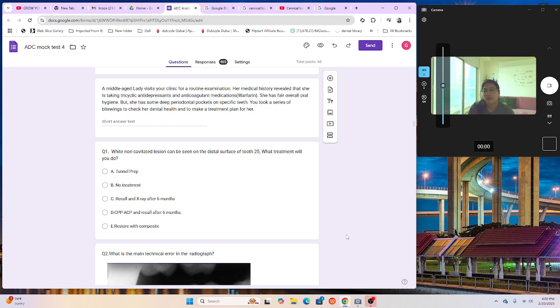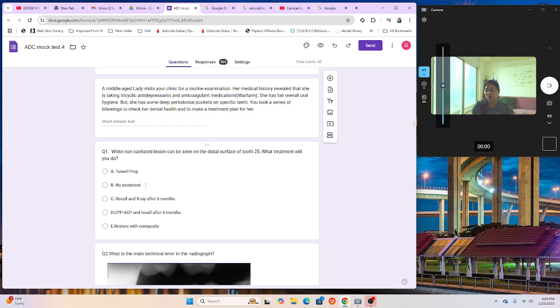Yeah. So when you read a question and you see bite wing, you expect some bite wings. Okay. Now, a white non-cavitated lesion can be seen on the distal surface of tooth 2-5. What treatment will you do? Non-cavitated lesion. It is not a hole, so you're not gonna drill it. So basically, it's an incipient lesion. What are you gonna do? Straight away CPP, ACP, that's calcium phosphopeptide, amorphous calcium phosphate, and you call after 6 months. GC tooth mousse, basically.